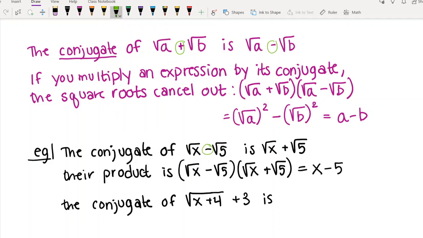So here we flipped this to a plus. We're not going to do anything with the plus that's inside the square root. We're just going to flip the plus that separates the square root and the other number. That's probably the most common place people make mistakes with this. So the conjugate will just be square root of x plus 4 minus 3. We're just flipping this sign.